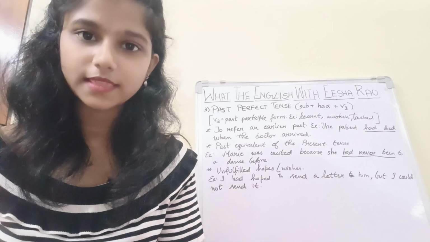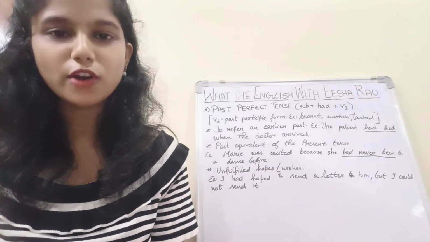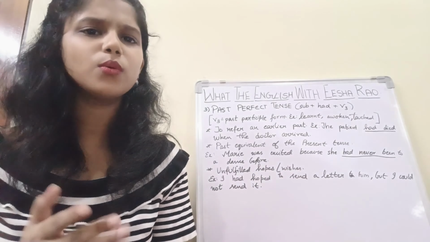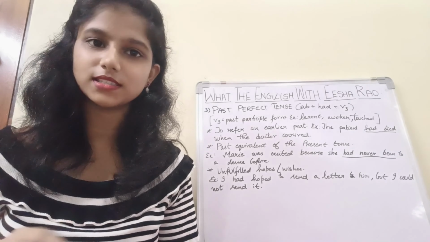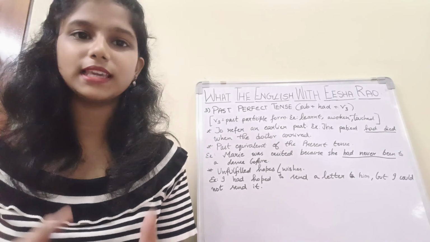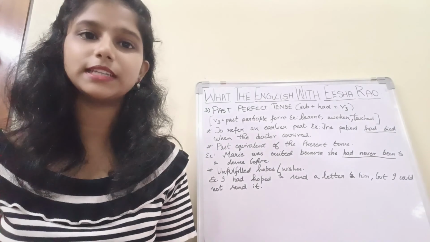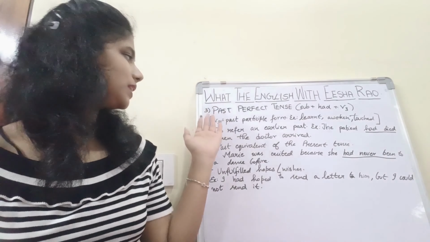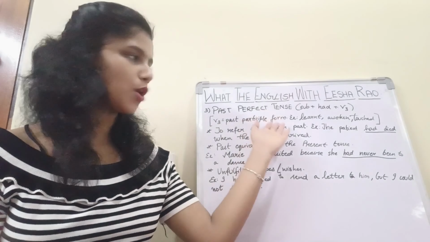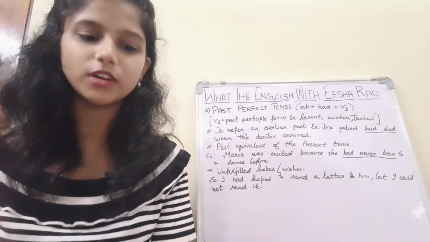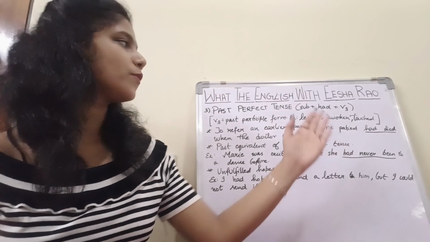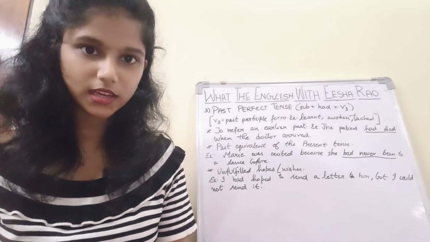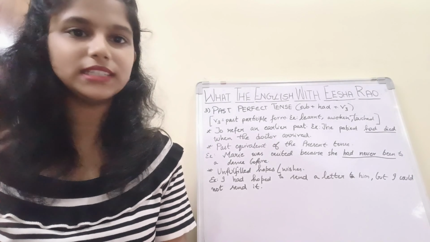Coming to our next tense, that is the past perfect tense. The formula of past perfect tense is subject plus had plus V3 form of the verb. Now what is V3 form? In my present tense video, I gave you a detailed explanation and examples about the V1 and V2 forms of verbs. V3 form is nothing but the past participle form of the verb. If the normal verb is learn, then the V3 form will be learnt. If V1 is awake, V3 will be awoken. If V1 is touch, V3 will be touched.